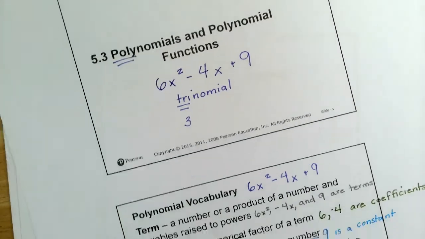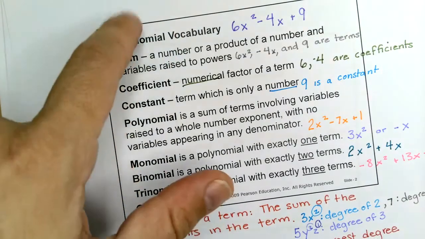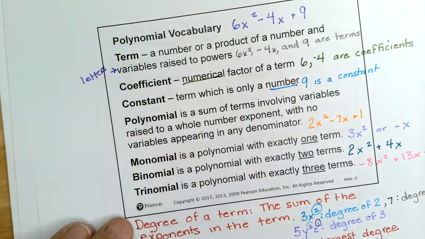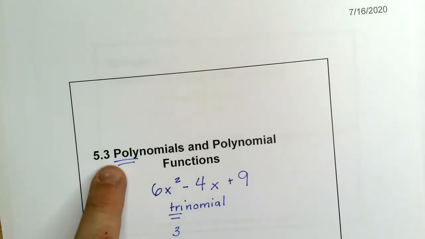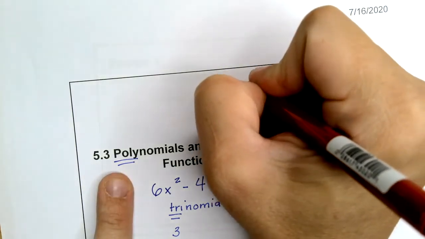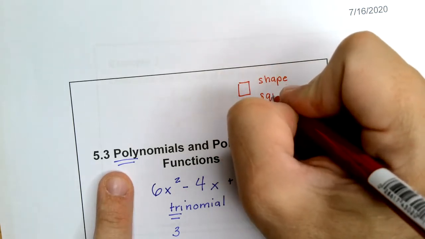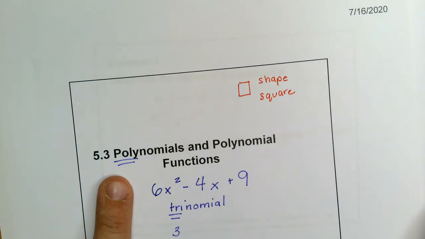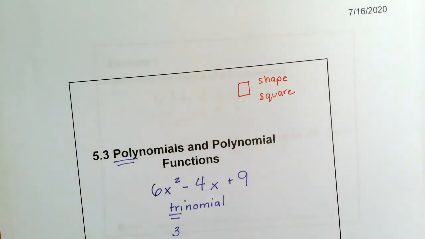And remember, a trinomial is a polynomial, a binomial is a polynomial, and a monomial is a polynomial. So we can say this is a trinomial, or we can say this is a polynomial. It's like saying if you have a square, you could say this is a shape, or you could say it's a square. They're both true. One's just more specific. This is a polynomial. It is also a trinomial.